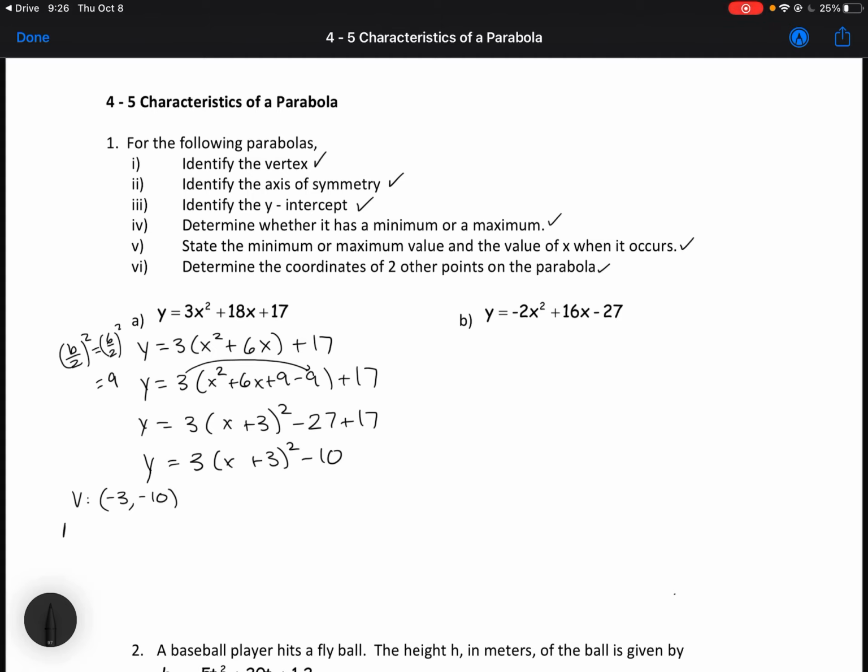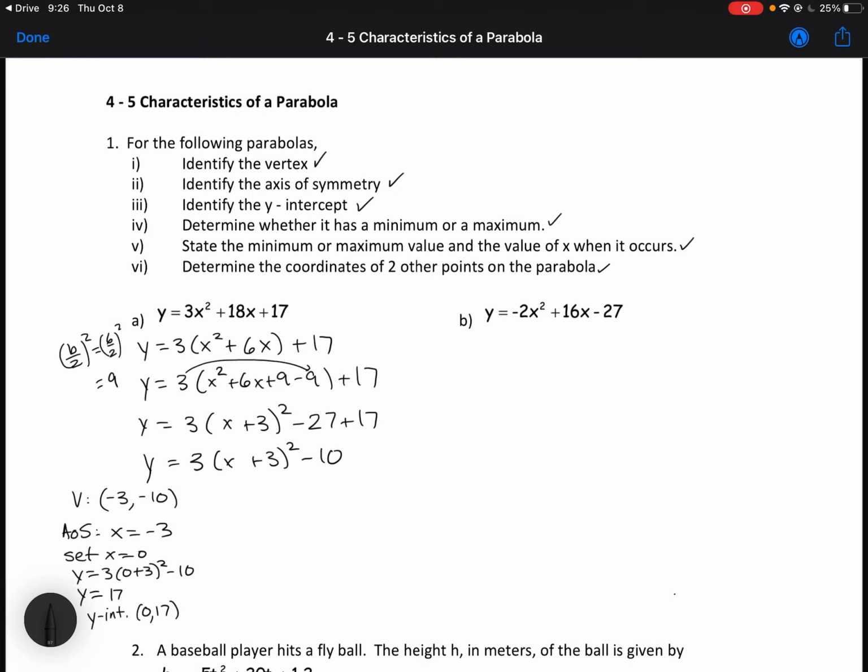My axis of symmetry is just my x coordinate of the vertex. And to find my y-intercept, I'm going to set x equal to 0. So y equals 3 times 0 plus 3 squared minus 10. So in this case, I would get 9 times 3 is 27. 27 minus 10 would be 17. So my y-intercept is 0, 17.